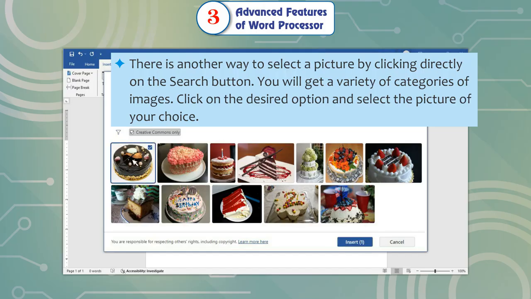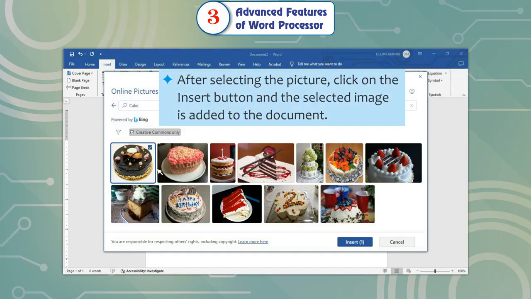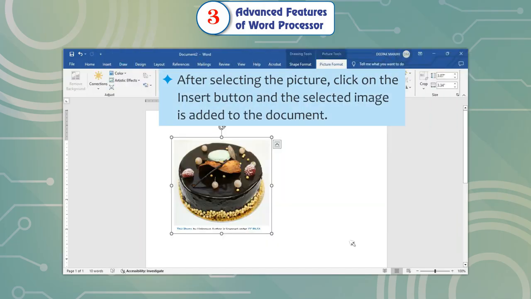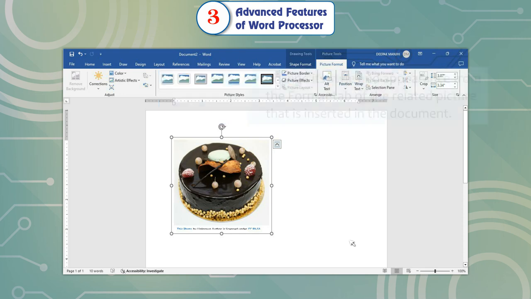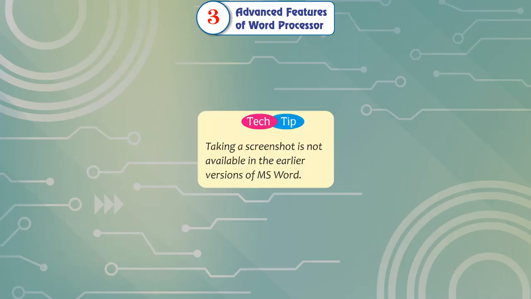Click on the desired option and select the picture of your choice. After selecting the picture, click on the Insert button and the selected image is added to the document. Change its style and appearance from the Format tab of the related picture that is inserted in the document. Tech tip: taking a screenshot is not available in the earlier versions of MS Word.